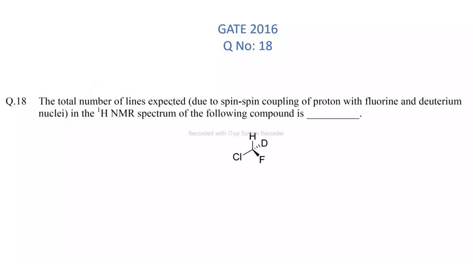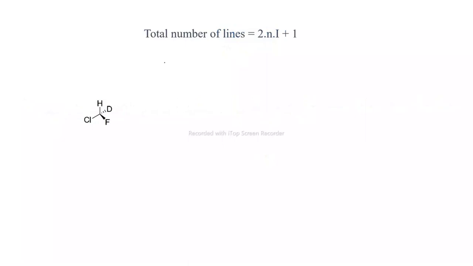The question asks for the number of lines expected due to spin-spin coupling of the proton with fluorine and deuterium nuclei in the 1H spectrum of the following compound. So, this is a carbon attached to 4 different atoms: hydrogen, deuterium, fluorine and chlorine. The question is asking how this hydrogen is coupled with deuterium and fluorine, and after coupling, how many lines you will expect. To do that, we know that the total number of lines is 2nI+1, where n is the number of adjacent active nuclei, and I is the spin quantum number of the adjacent nuclei.